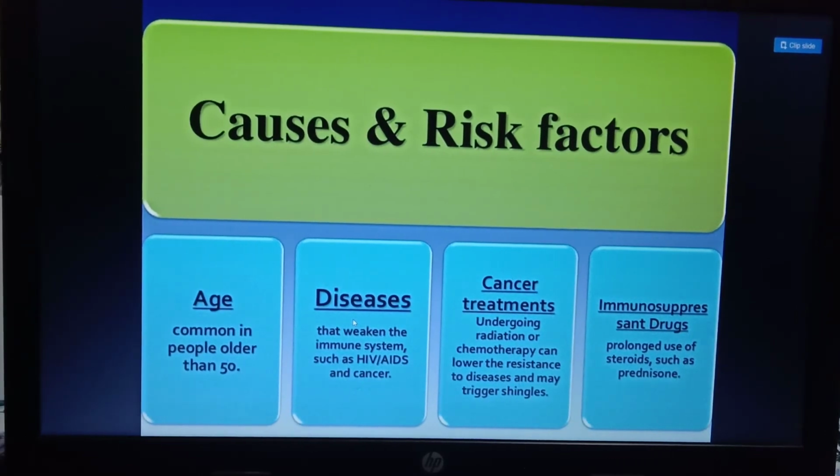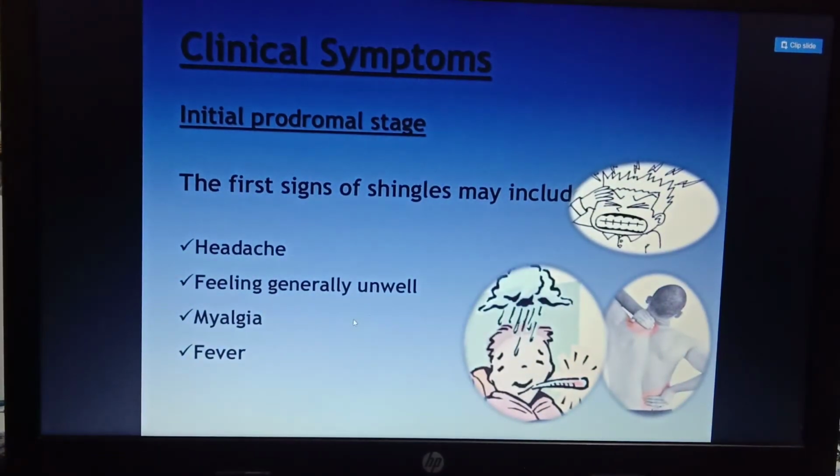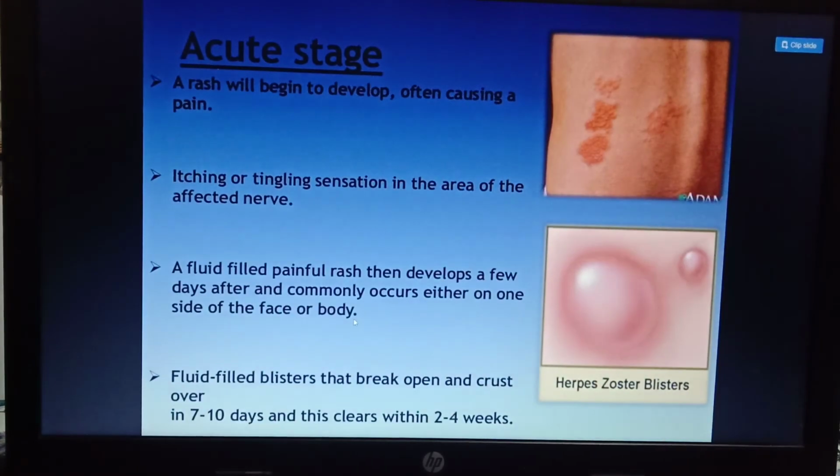Okay, so next we go for the clinical symptoms. First we'll see the initial prodromal stage, which means the starting stage. What are the first signs or symptoms of shingles? You can see here, first there will be a headache, feeling generally unwell, myalgia, weakness, and fever. So these are the initial prodromal symptoms.